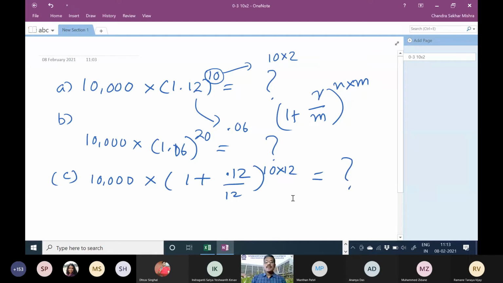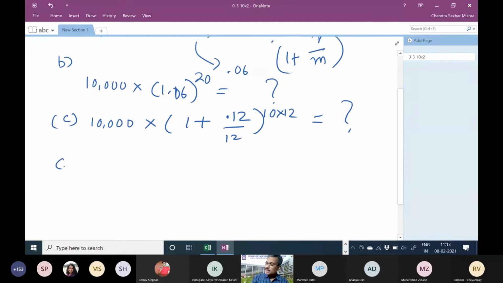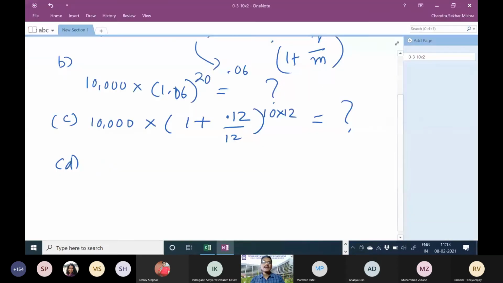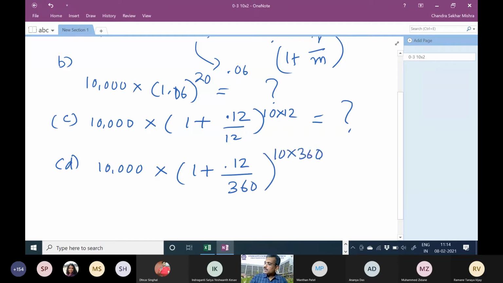Next is daily. No problem, as simple as that. It will be 10,000 into 1 plus 0.12 divided by 360 to the power 10 into 360, whatever amount comes. Obviously, if the compounding is done more frequently, your amount in D will be more than C, which will be more than B, and B will be more than A. More the compounding, more the value.